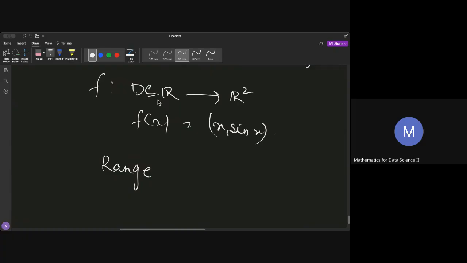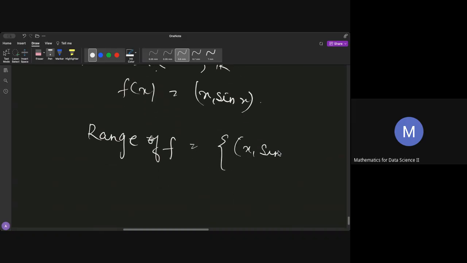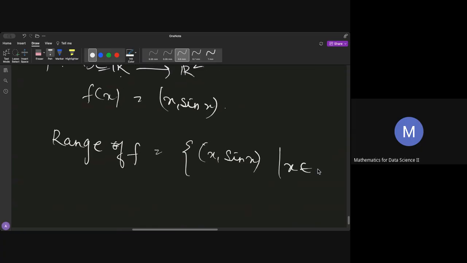Let's say your domain is fixed. It has to be a subset of R. Your codomain can change, and I have taken it to be R2. And the function I've defined to be this. Then what's the range of this function? The range of functions from R to Rm is called a curve in Rm, right? What's the range of this function? It's the collection of (x, sin x) for x belonging to R, right?